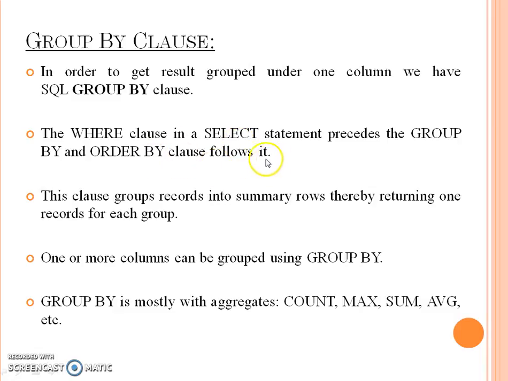For a better understanding of this statement, we will try an example, but first, let's understand the theoretical part. This clause groups the records into a summary of records, thereby returning only one record for each group. So if we have multiple rows where the city is equal to Pune, we are going to get only a single record for the city Pune if we use the GROUP BY clause.